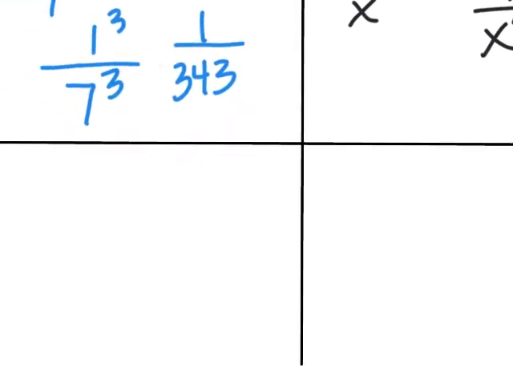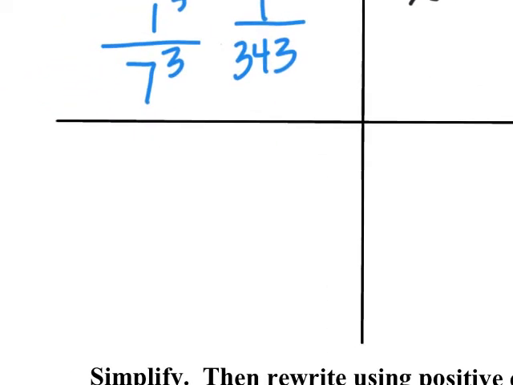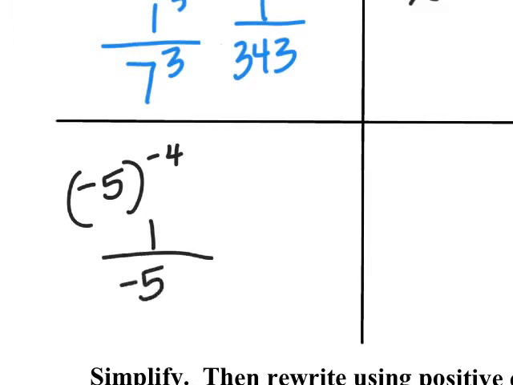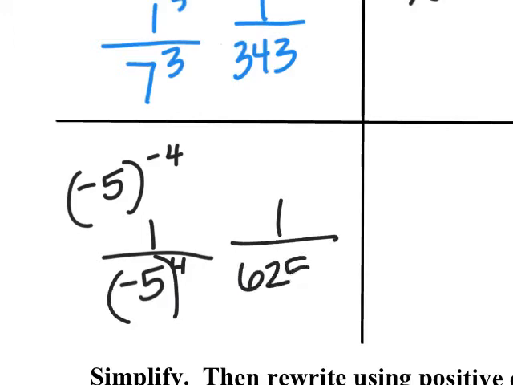Then let's go with negative 5 to the negative 4th. So that would be 1 over negative 5. This negative doesn't change because that applies to the coefficient, not to the exponent. It applies to our base. But the exponent would become positive 4th. Negative 5 to the 4th would be the same as 1 over 625.